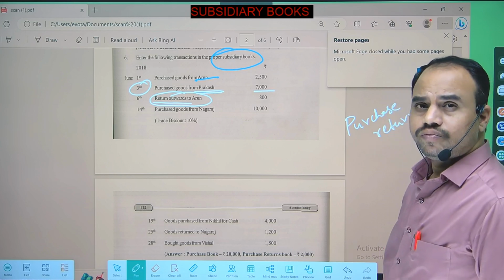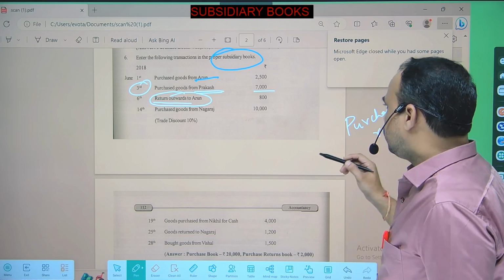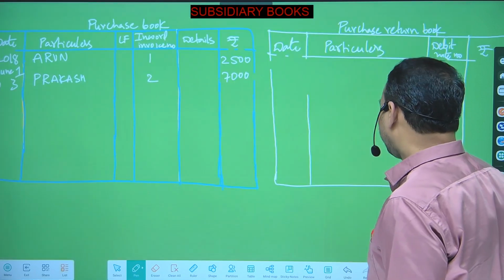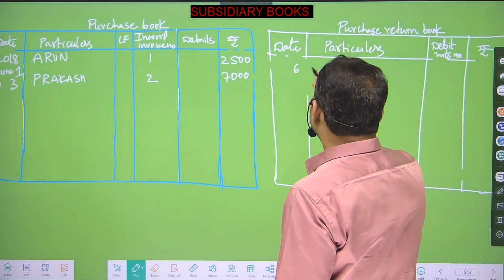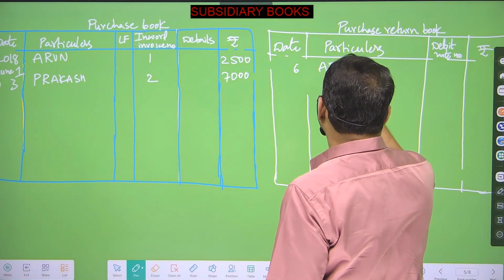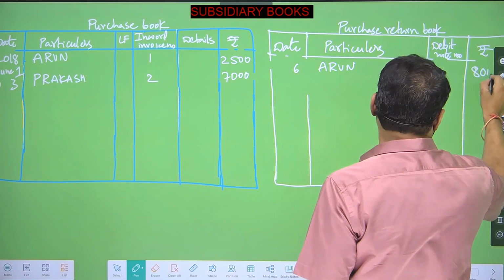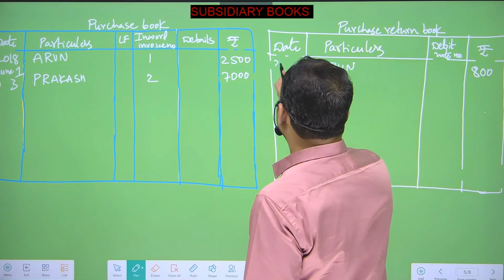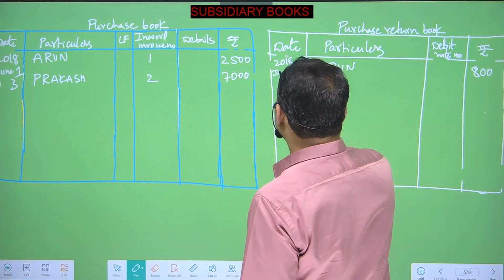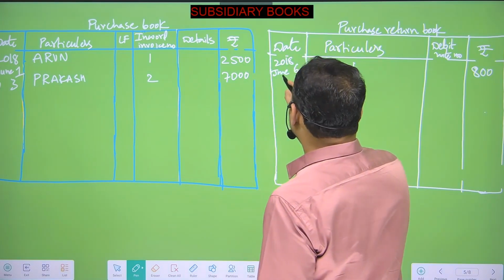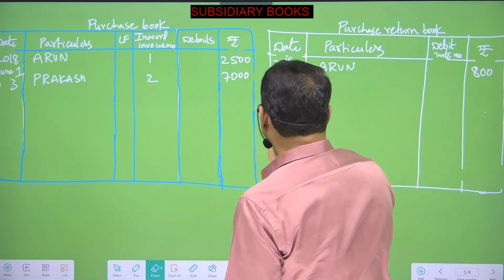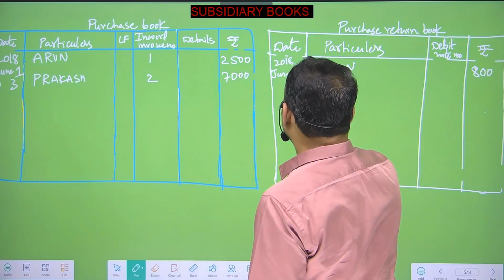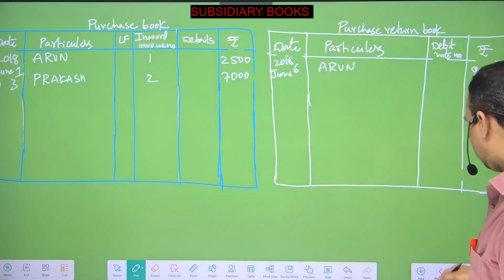So in the purchase return book, we have to write Arun, date 6, amount 800. So date 6, Arun, amount 800, 2018, June 6th.